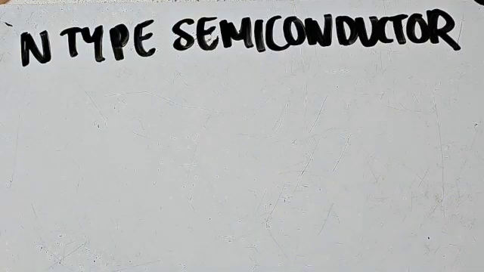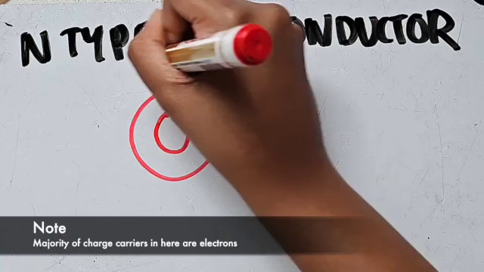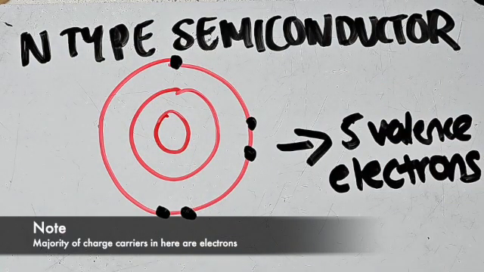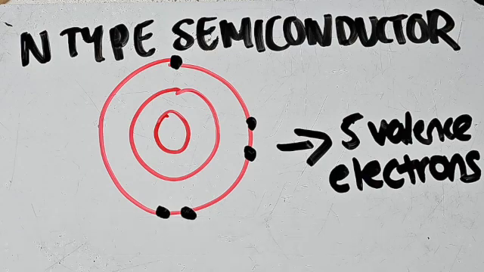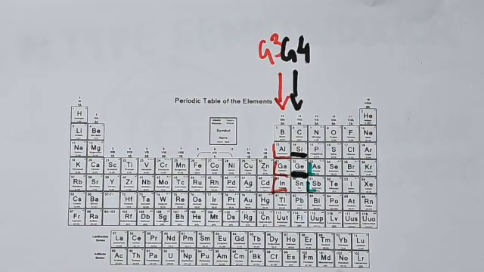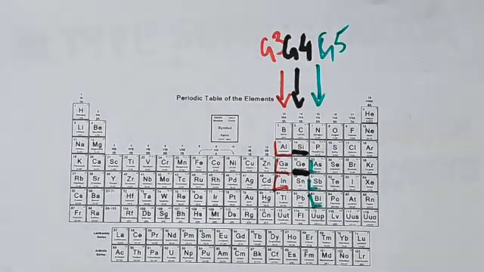An N-type semiconductor is also a type of extrinsic semiconductor, which is obtained by adding a pentavalent impurity, which is an impurity which has 5 valence electrons. This is added to an intrinsic semiconductor, just like the P-type semiconductor. Common examples of pentavalent impurities are antimony, arsenic, bismuth, etc.